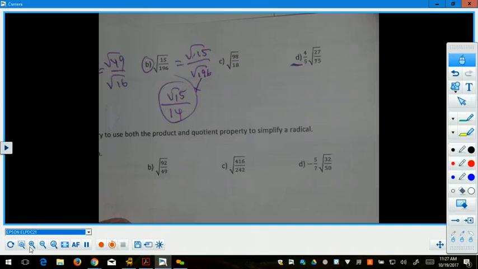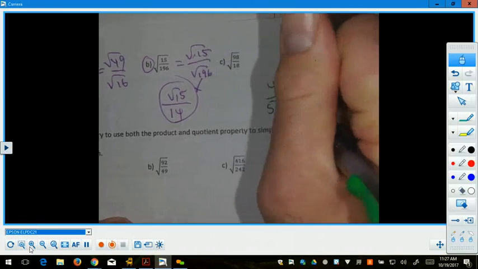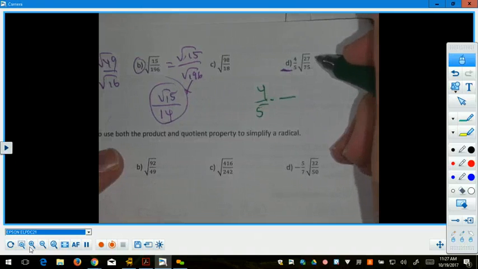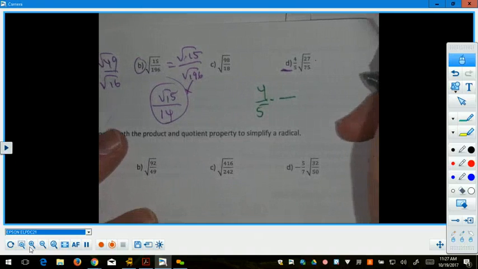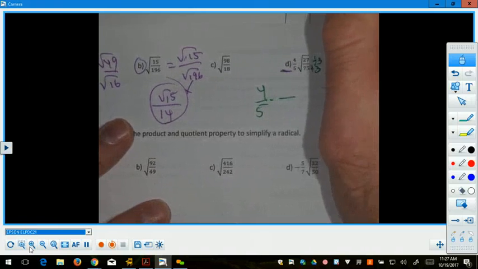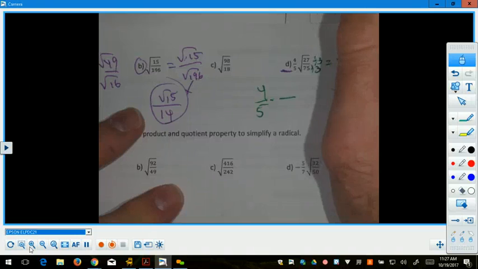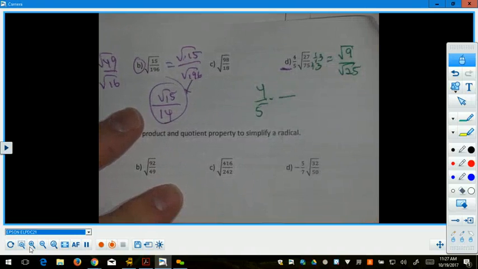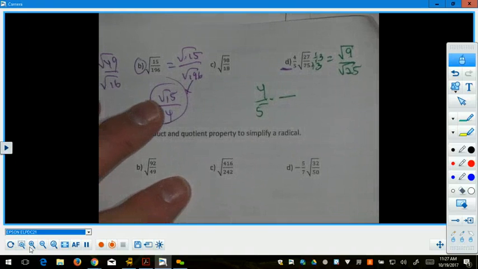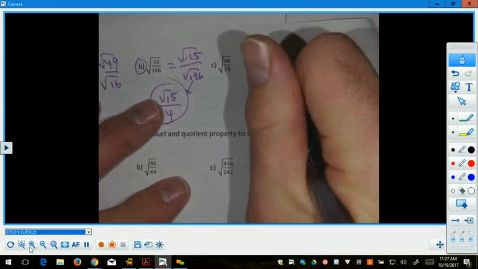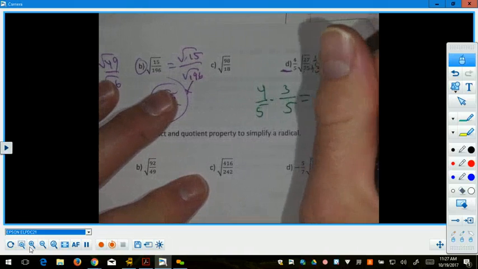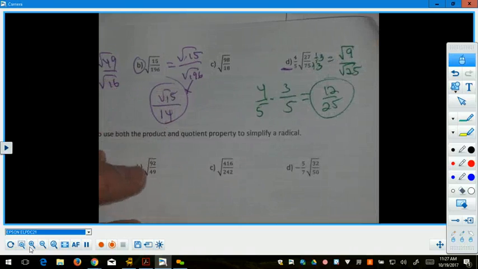The last one that I wanted to do is 4/5 times whatever I get from this. Neither of those is a perfect square, but will something go into both of them? 3. Divide them both by 3 to reduce it. I now have the square root of 9 over the square root of 25. So it made sense to keep that one together because they weren't perfect squares. And that becomes 3/5, which is 12/25.